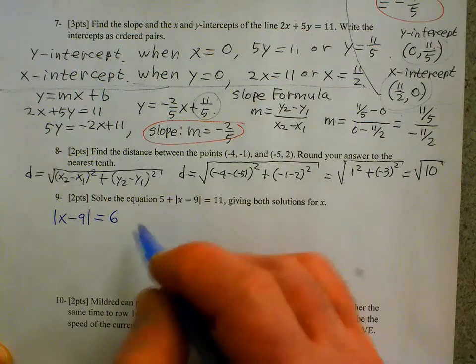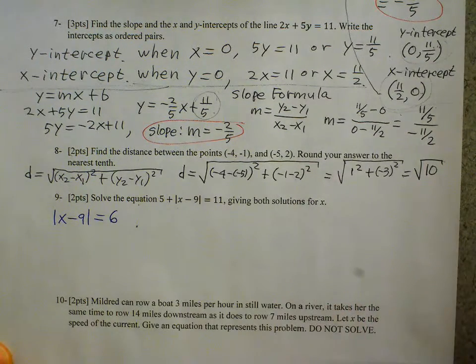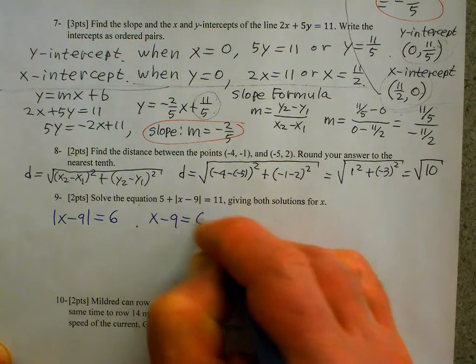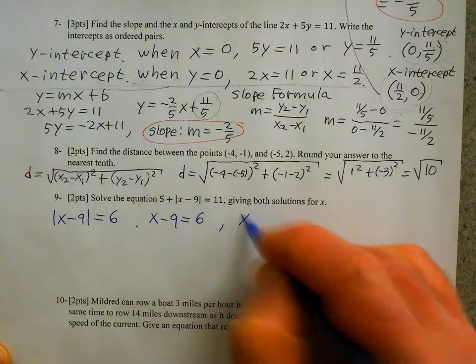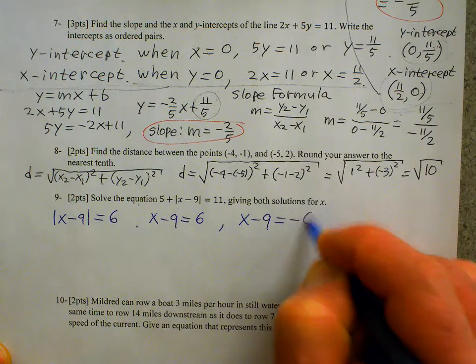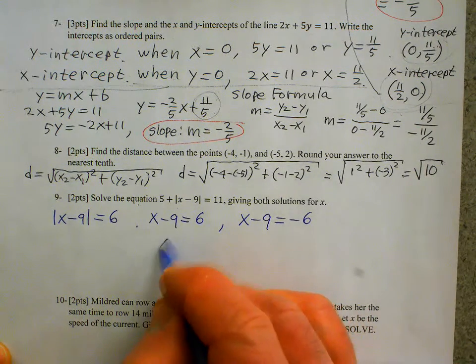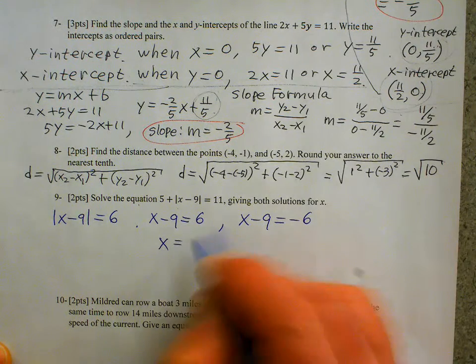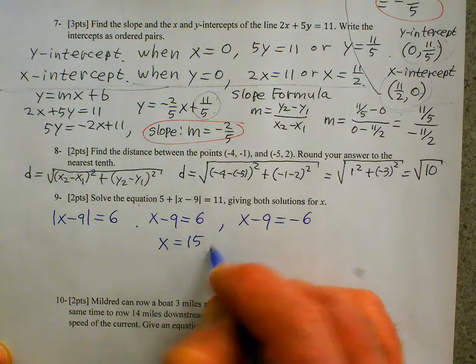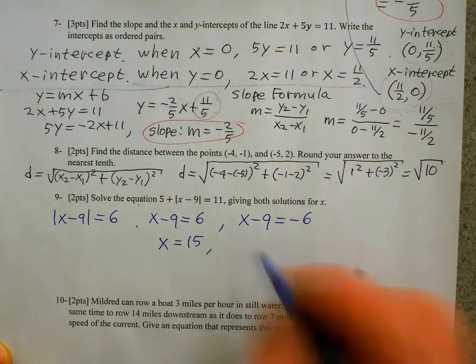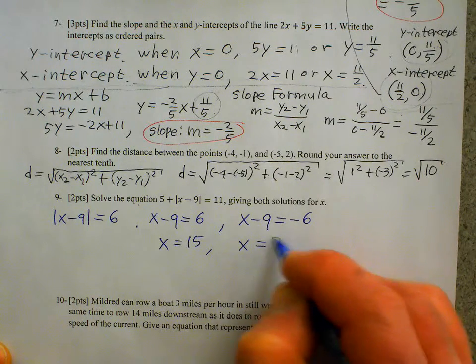So when we remove the absolute value symbols, we get 2 equations. One is x minus 9 equals 6. The other is x minus 9 equals -6. And then solve each of those for x. If x minus 9 is 6, add 9 to both sides, we get x equals 15. If x minus 9 is negative 6, add 9 and we get x equals positive 3.